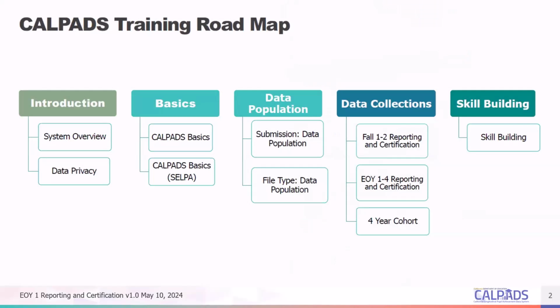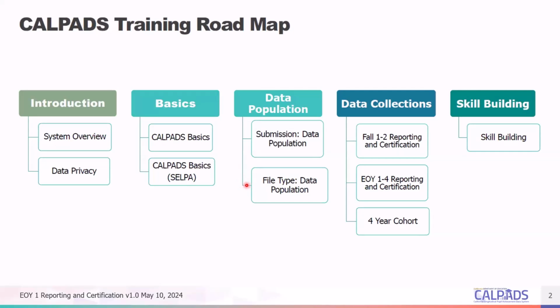All right. This slide shows the CSIS training roadmap or CSIS training model. The CSIS training model is designed to be segmented to provide organization of specific topics and concise delivery. We aim to provide focused trainings with relevant information and instruction. And on the left here, we have the CalPads introduction and basics, which are the prerequisite for the data population training sessions. The data population training sessions are submission specific in the fall. So we have fall 1 and fall 2 data population, and they are file type specific in end of year.